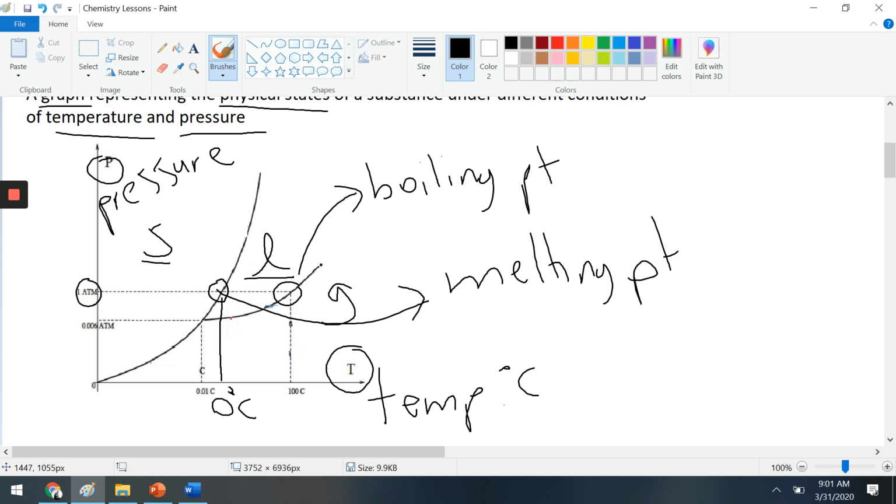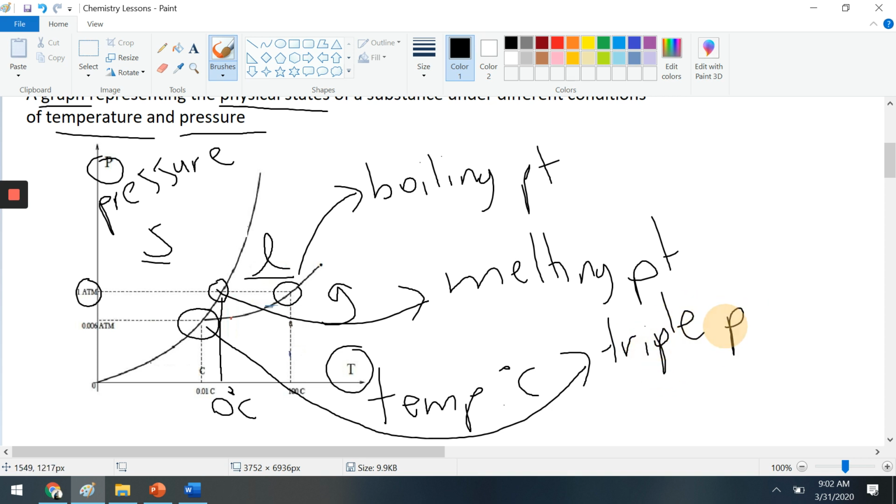The last thing I want to point out is something called your triple point. Just by the definition of a triple point, you can probably guess what it is. Triple point: it's the temperature, which is 0.01 degrees Celsius, and the pressure, which is 0.006 atm, at which all three phases coexist. So there we go. This is the phase diagram for water.